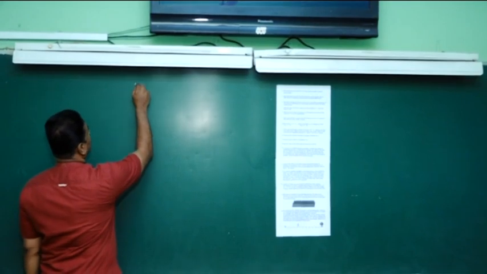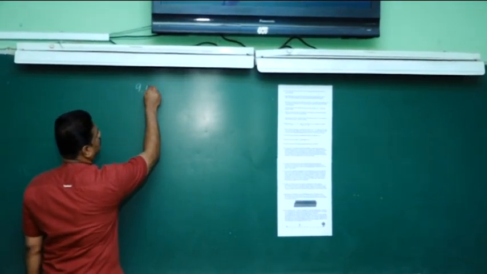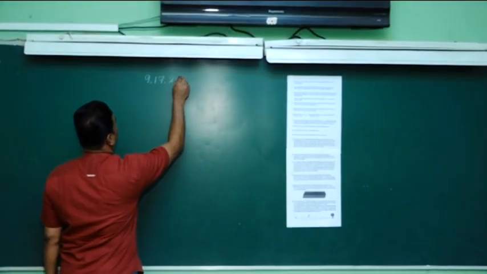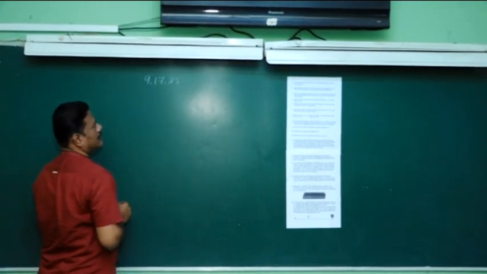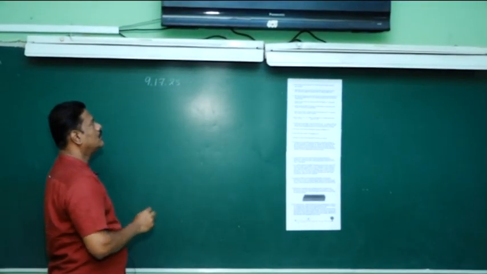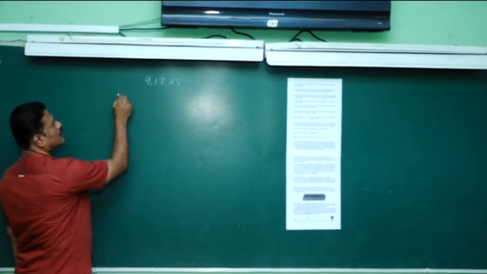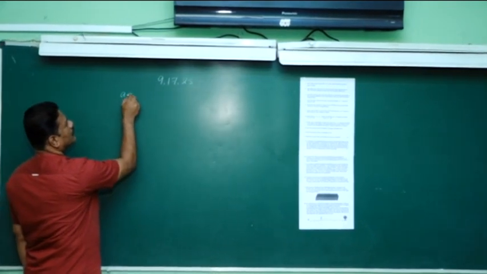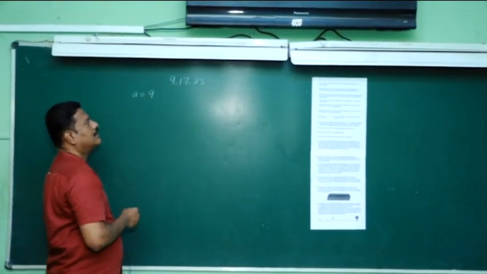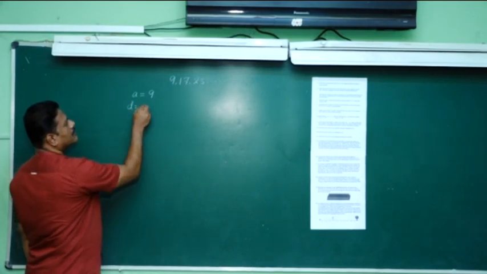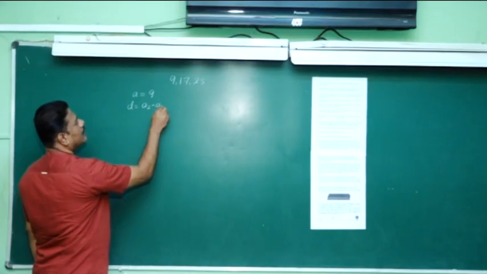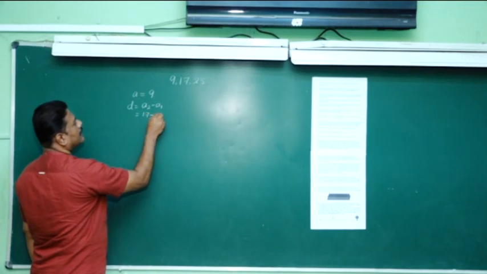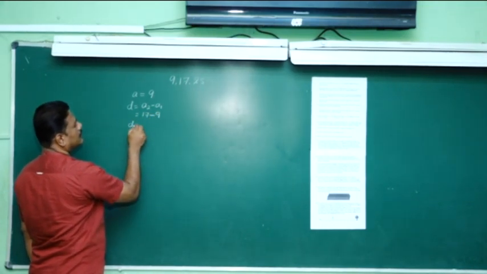Children, so what is the AP given there? 9, 17, 25, etc. It is given. So then you list down what are all the things that you will come to know. You will come to know the first term, that is 9. You can find the common difference, a2 minus a1, 17 minus 9 is 8.